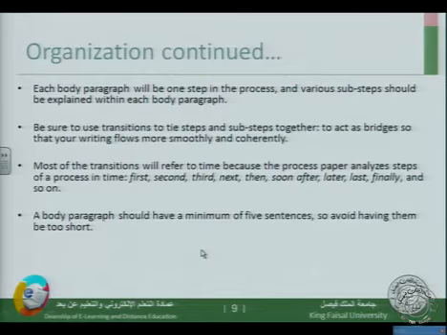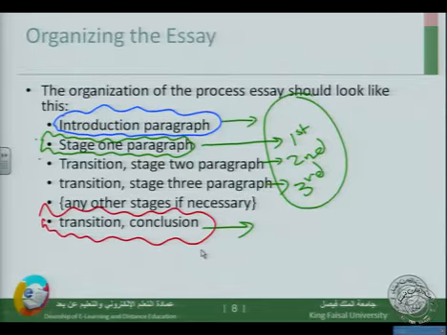Let us move on. So each body paragraph, which was outlined in blue, will be 1 step in the process. And various sub-steps should be explained within each body paragraph. So as we can see here, each body paragraph is 1 step. And within each step, you need to have some examples and details. Okay?